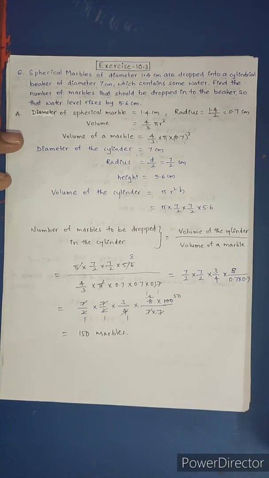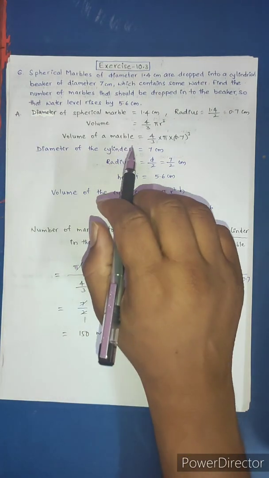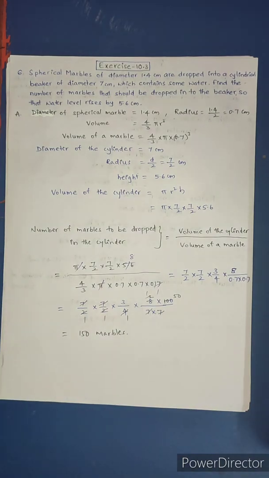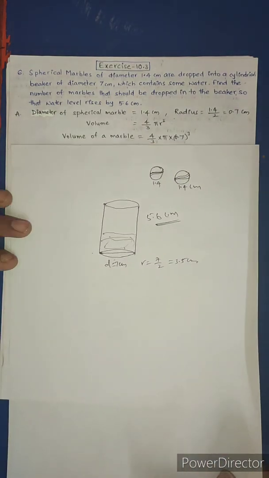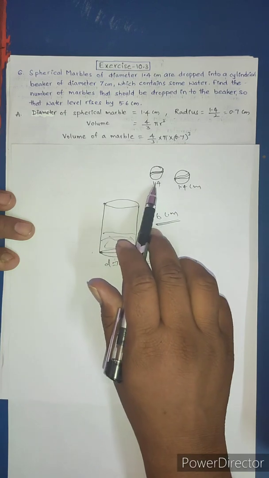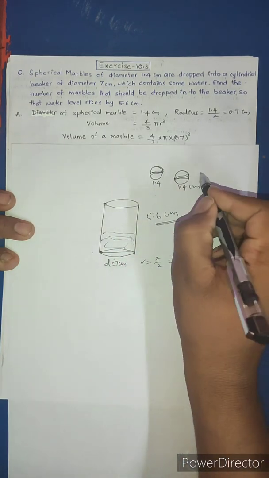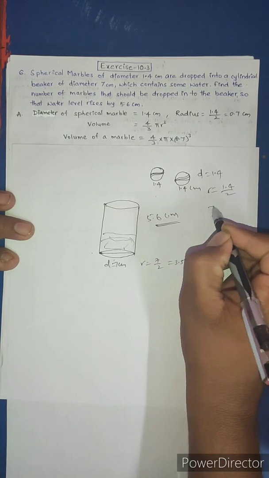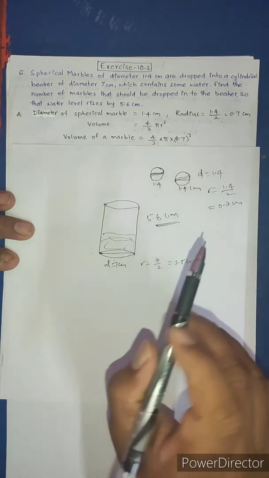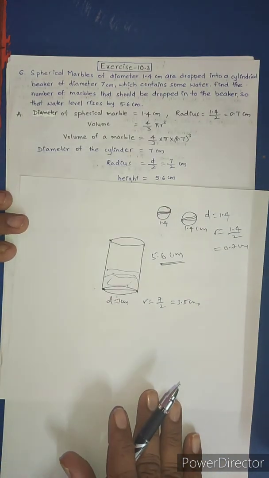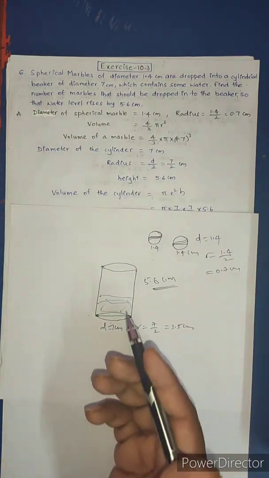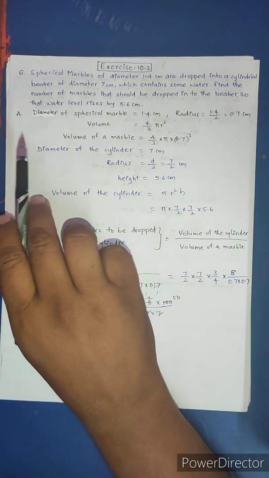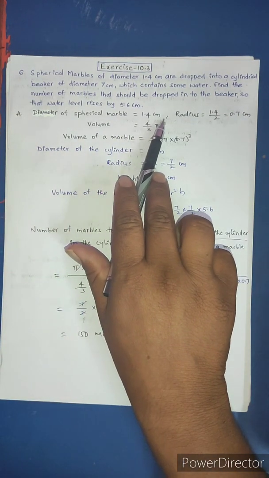So the diameter of the spherical marble is equal to 1.4 centimeter. See, before we made a mistake. The diameter of the spherical marble is 1.4 centimeter. Radius is 1.4 by 2, which means 0.7 centimeter. This is the radius of the marble. Then the diameter of the cylinder is 7 and the radius is 7/2. Okay, right.